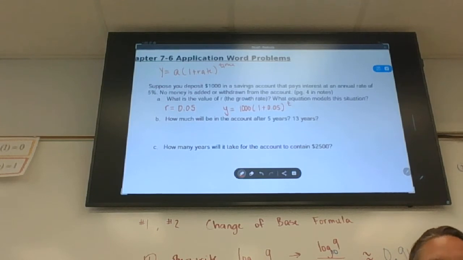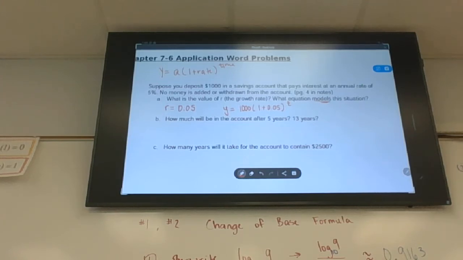Yes. All right, going back to this model, the initial amount goes in the A spot. 1 plus the 0.05. Remember to convert the decimal. And so the equation that models the situation keeps t in for time.